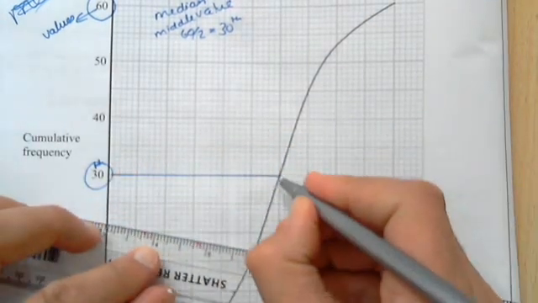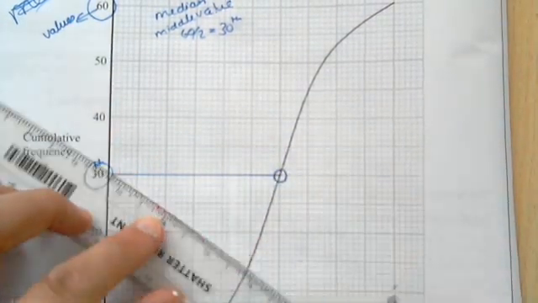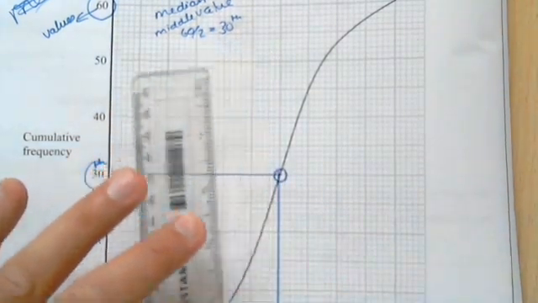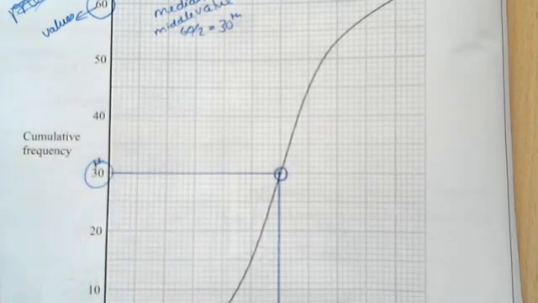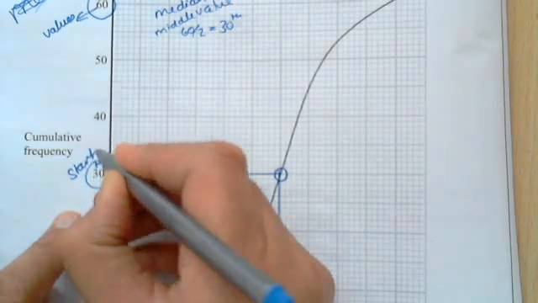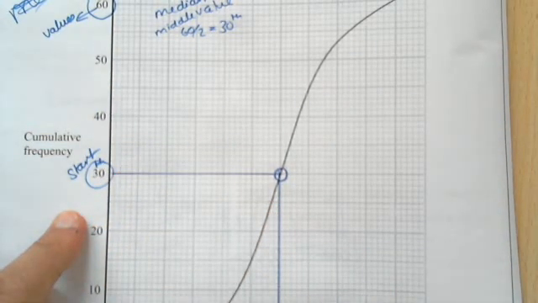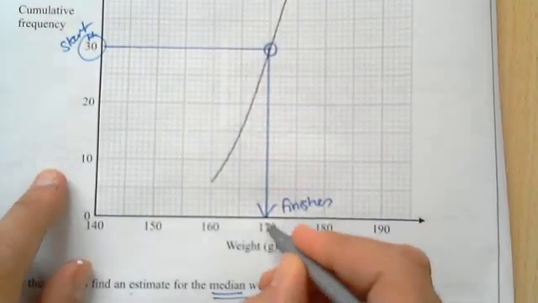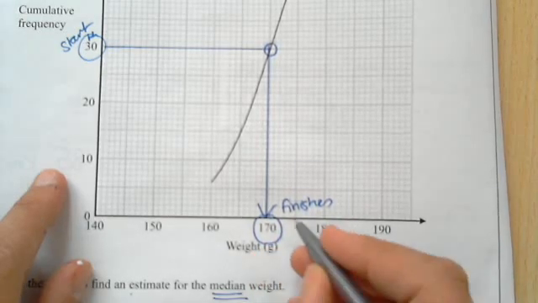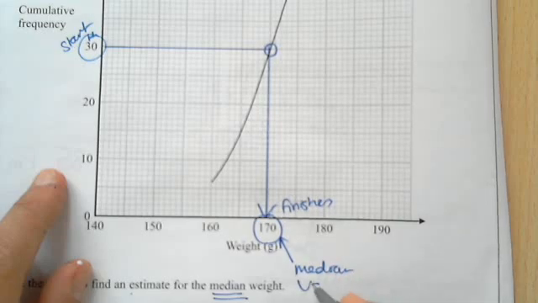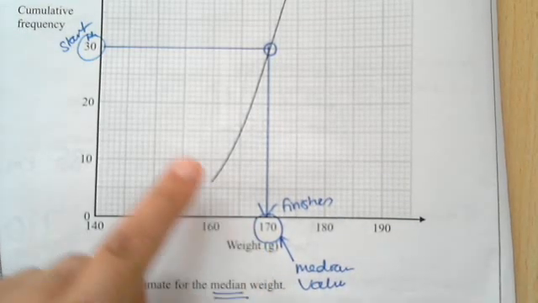We go across. As soon as it touches the graph, we bring it straight down. Okay, so the median value starts from here. That's the 30th value. And it finishes over here. So this here is the median value. This is the median value and not this.